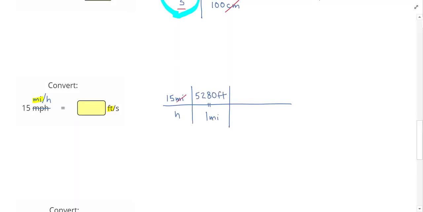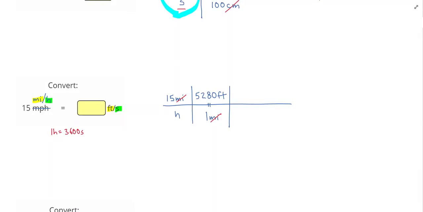Canceling out miles. Now I'm left with feet over hours, but what I want is feet over seconds. So the next thing I need to do is change hours into seconds. I'm going to use the conversion factor that 1 hour equals 3,600 seconds. That's just 60 times 60, to make this a little bit shorter.